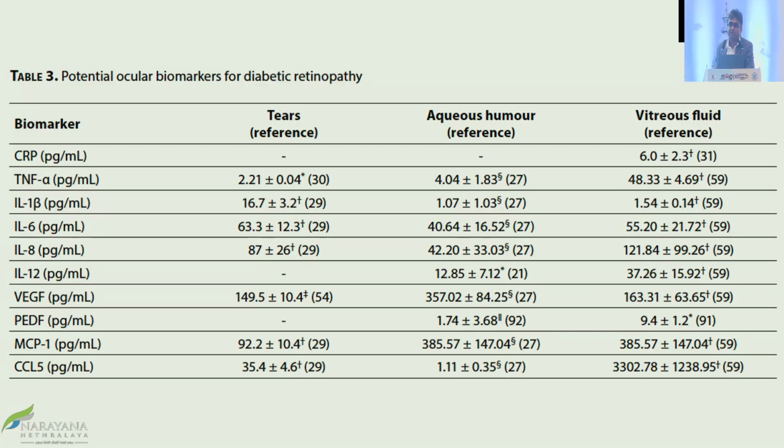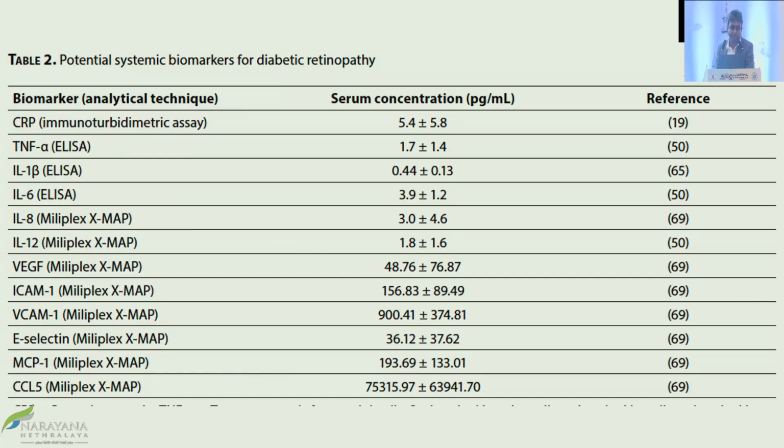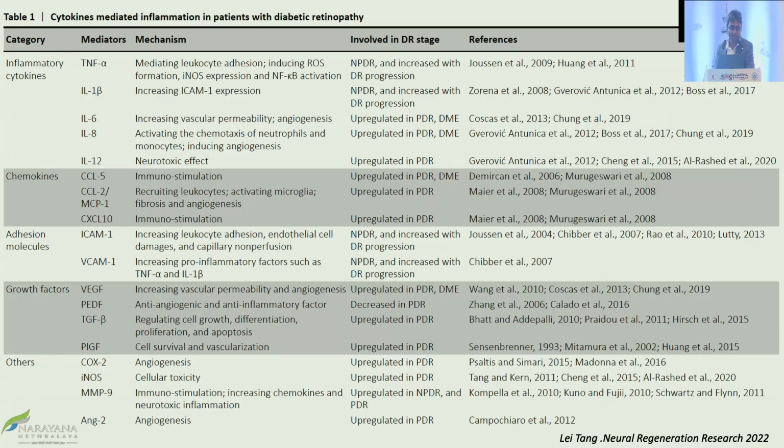There are several studies and meta-analyses which have shown that these are the potential ocular biomarkers for diabetic retinopathy. Several others are there, but these are the important ones. And these are potential systemic biomarkers for diabetic retinopathy. We can check these biomarkers in blood, as well as in aqueous and vitreous, as well as in tears.